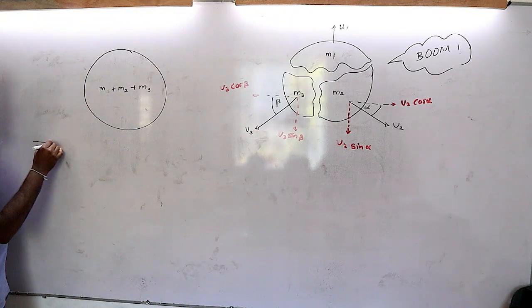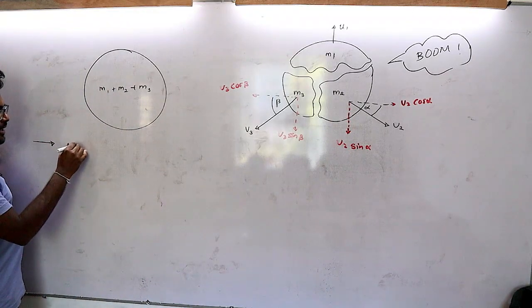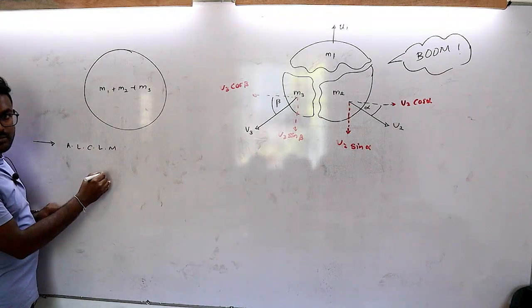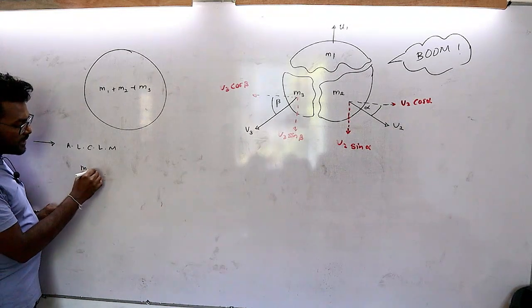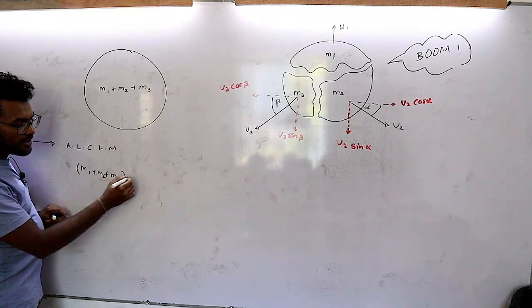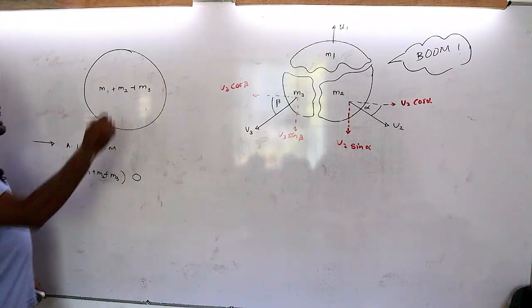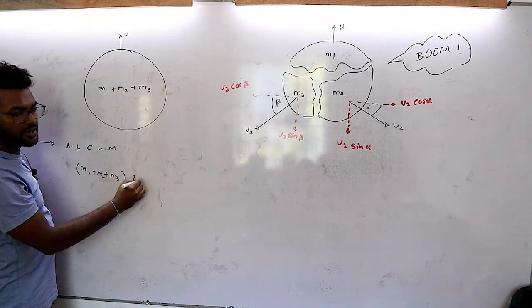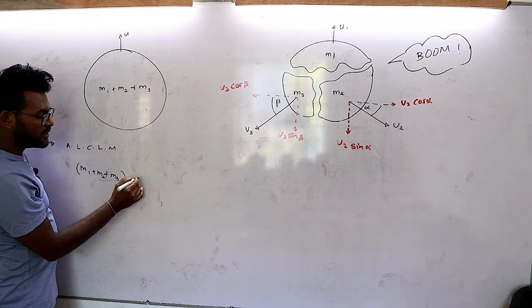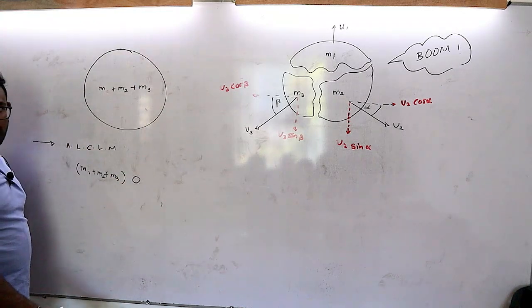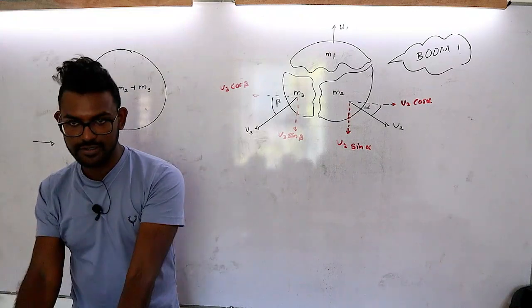Let's apply. First for the horizontal, applying the law of conservation of linear momentum. Initial momentum: m1 plus m2 plus m3, all of them had a velocity of 0. Let's say if this one was moving up, then you should apply that velocity, right? Here in this case it is 0. It was at rest, like maybe a bomb which is at rest.